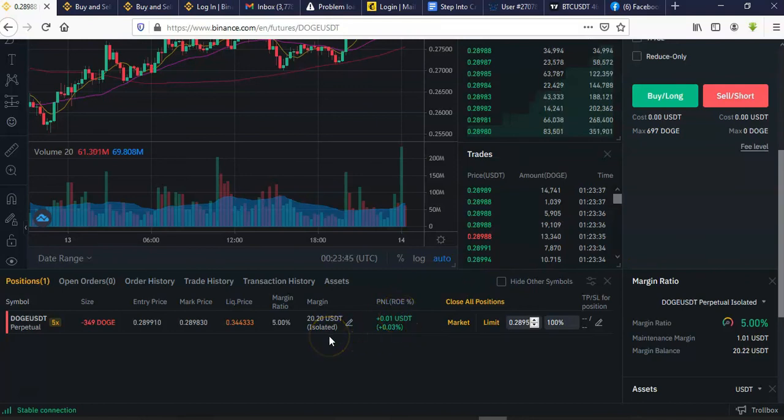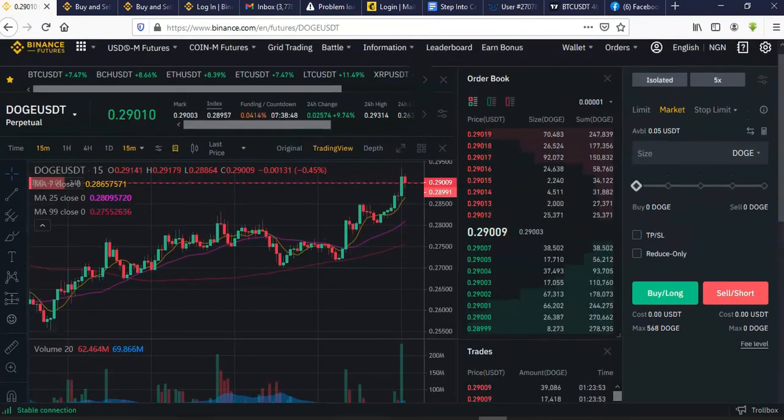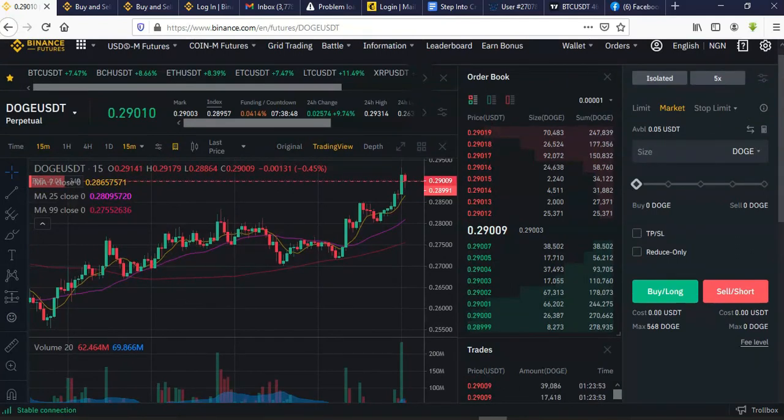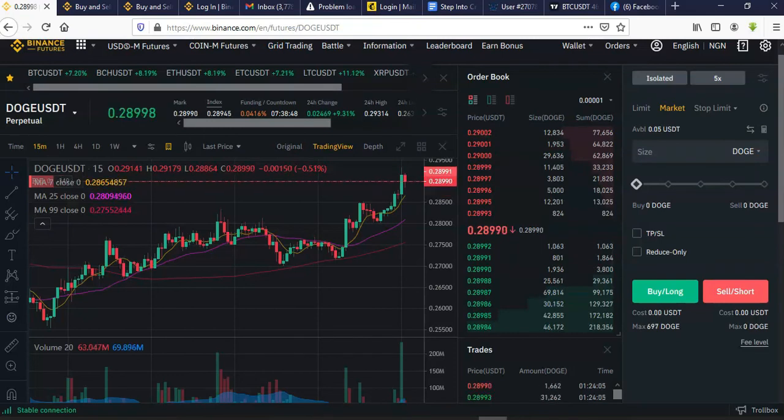You can either go long or go short. If you are going long, that means you want the price of the coin to go up. You are betting that the price of a particular coin will go up. If you are going short, you are betting that the price of a coin will go down. For this tutorial, we just bet short. We are betting that the price of Dogecoin will come down. But if that didn't happen, no problem.